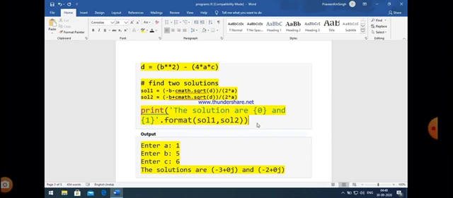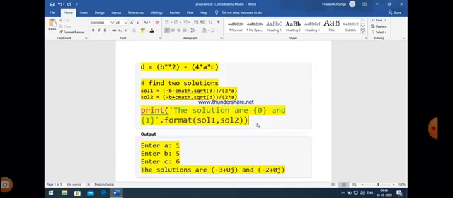So you can easily see the output. Enter A is equal to 1, enter B is equal to 5, enter C is equal to 6. If you just give user input, then these are the values of ABC, and after that we just see the output. The solutions are minus 3 plus 0j and minus 2 plus 0j. We can easily see that these are real numbers but are represented in the form of complex numbers, because here we just assume that complex numbers may be real, and if they are real, then their imaginary part is 0, just like in this case.